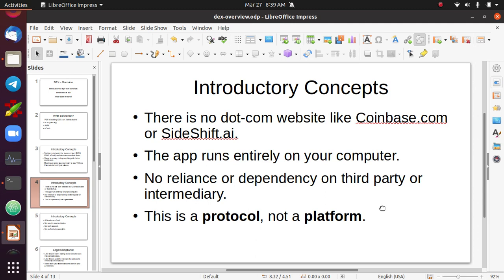So this is a protocol in the sense that TCP/IP is a protocol, or Bitcoin is a protocol, or email is a protocol. Those are just a set of steps that allow two computers to talk to one another. It's not a platform like Twitter or Facebook or YouTube. Those are platforms that are run by some central company and can revoke your access to them. Protocols have no central authority.